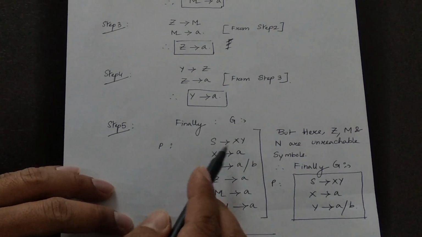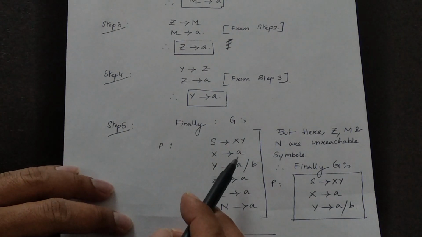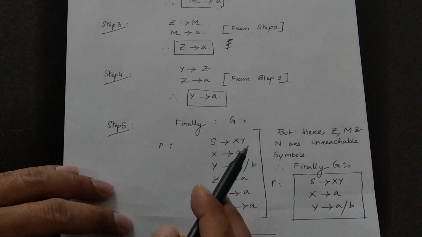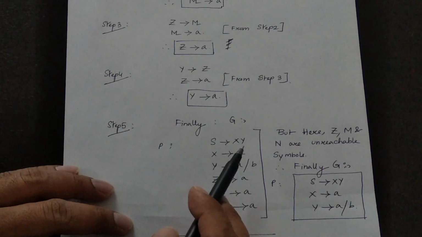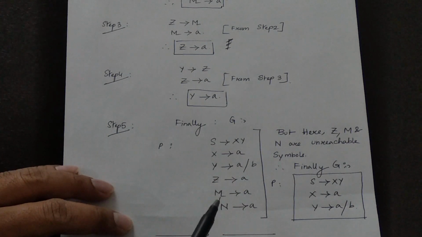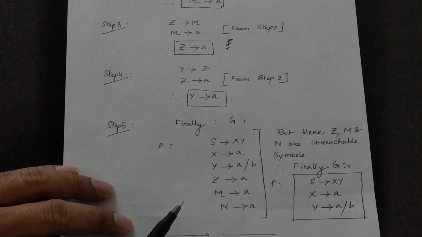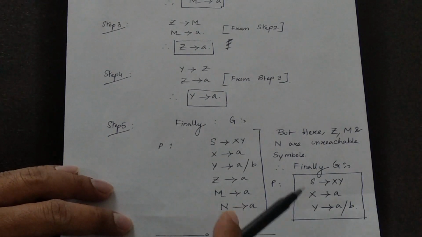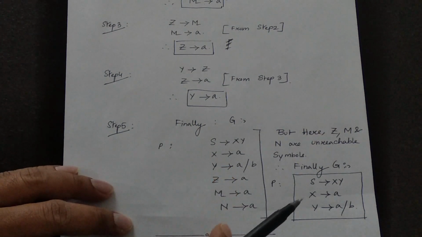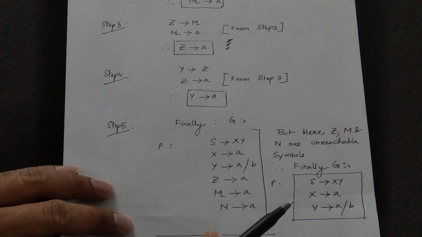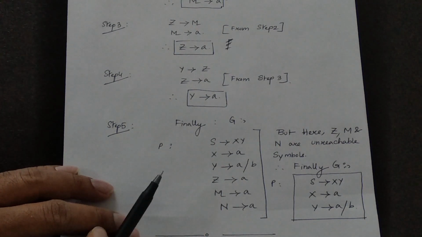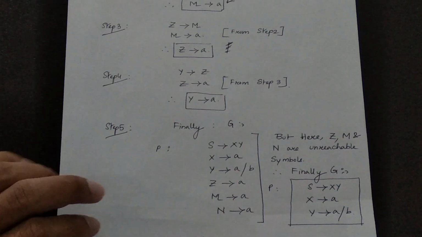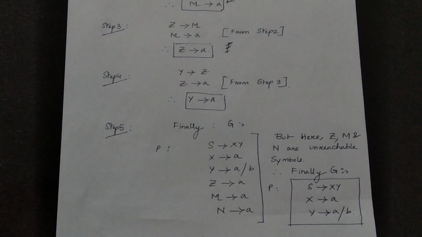How? See, S tends to XY. X has a small letter A, so X is a useful one. Y tends to small letter A and B, so this is also a useful one. What are Z, M, and N doing in the picture? Nothing. So eliminate these. Once we eliminate these, the final production will be this one. So this is the simplified or reduced CFG after removal of unit production and reduction of CFG. Clear? So this is all about your second process, that is the removal of unit production.